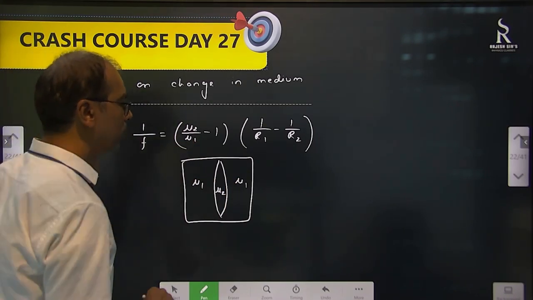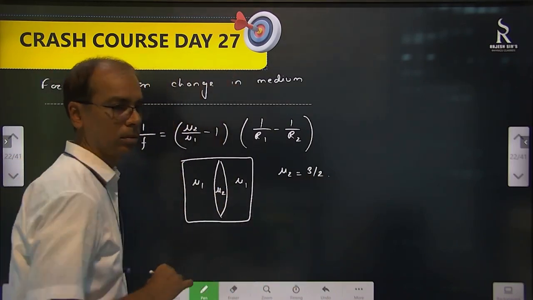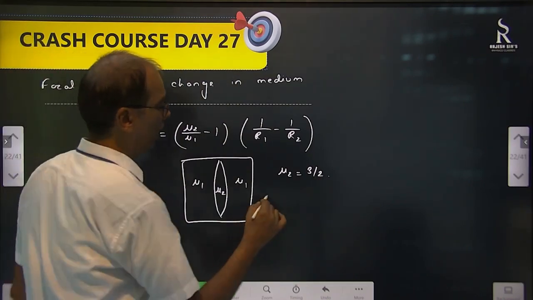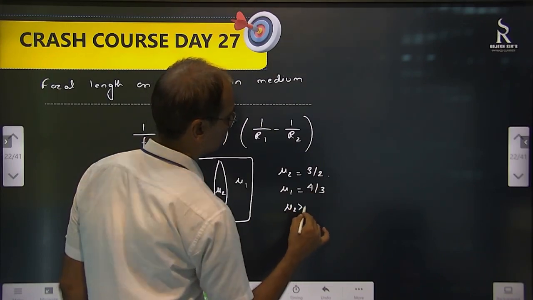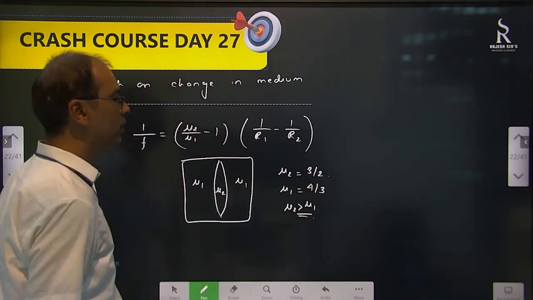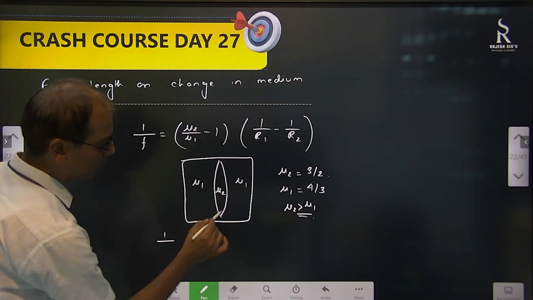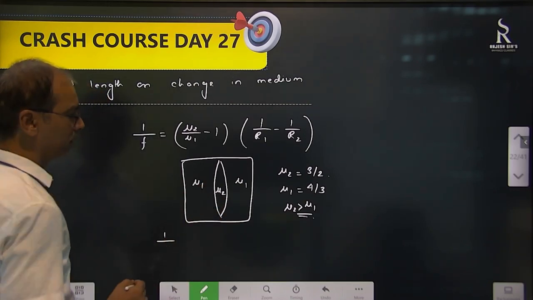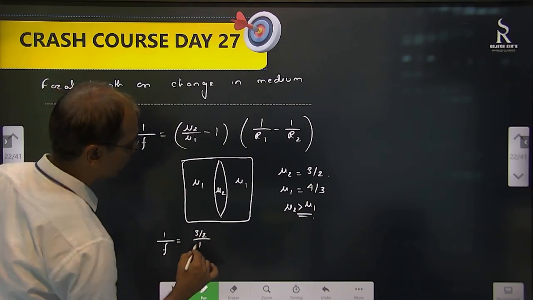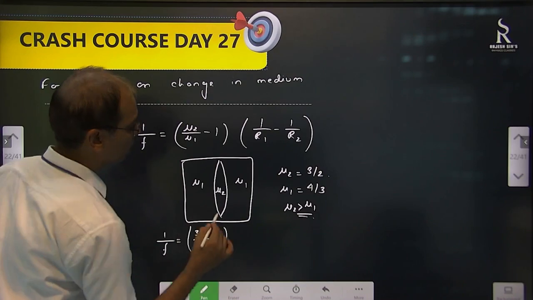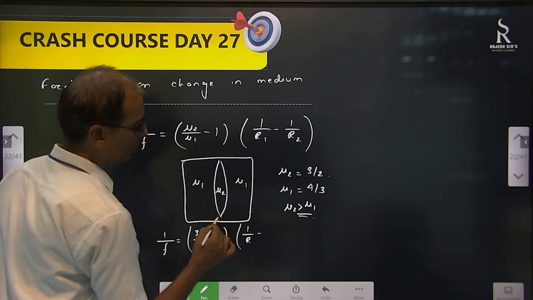Suppose mu2 is 3 by 2 and mu1 is 4 by 3. That means mu2 is greater than mu1. So if mu2 is greater than mu1, what is going to happen? And this is which type of lens I have made? Convex lens. So 1 by f equal to 3 by 2 by 4 by 3 minus 1, and suppose it is an equiconvex lens. This is 1 by r minus, this is r2.